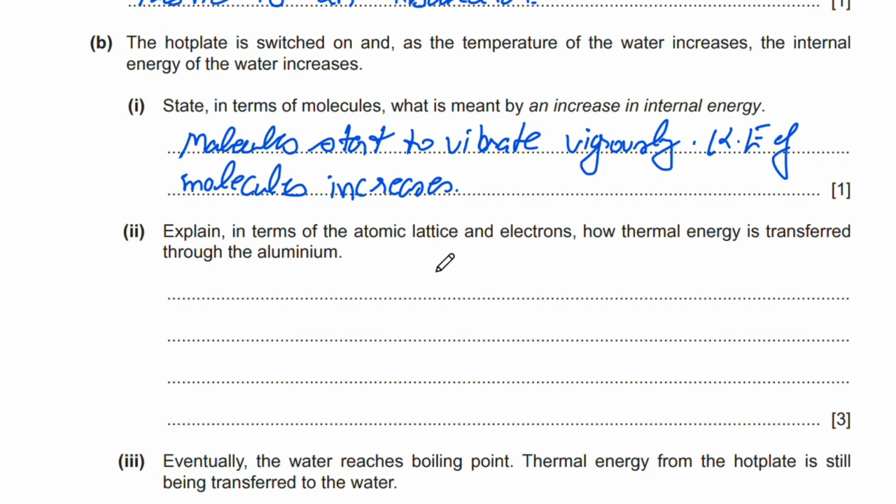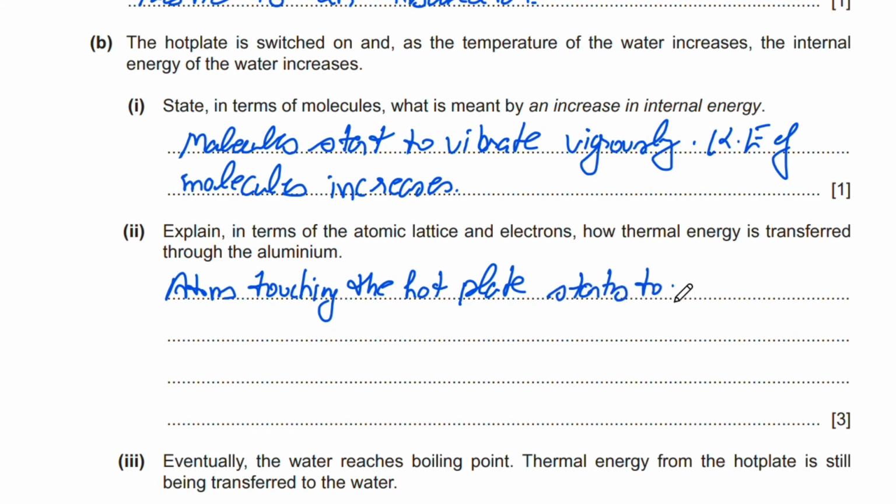Explain in terms of atomic lattice and electrons how thermal energy is transferred through the aluminium. Atoms touching the hot plate start to vibrate faster. Now these atoms pass their energy to the neighboring atoms or electrons by colliding with them. Now start writing. The atoms touching the hot plate start to vibrate faster. So these atoms pass on energy to the neighboring atoms or electrons by colliding with them.